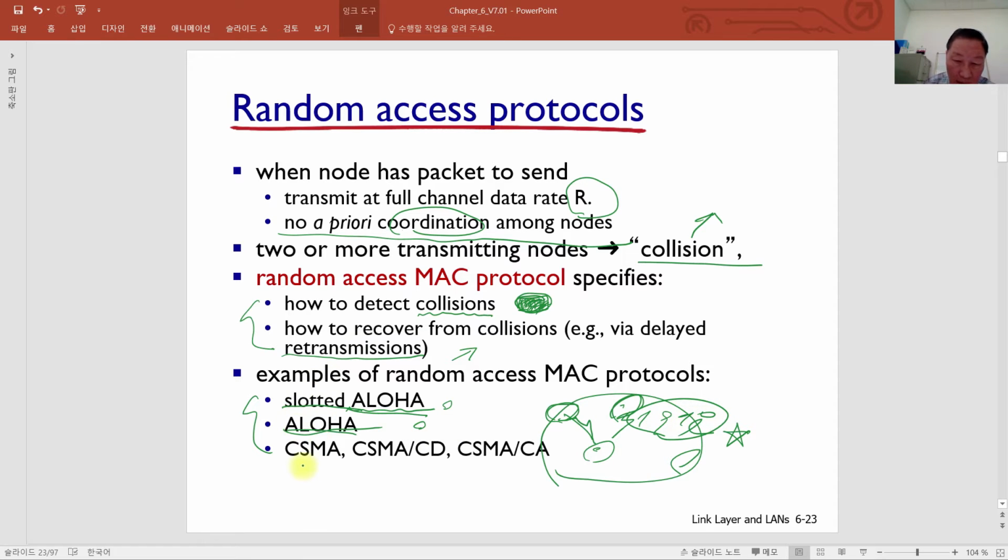Okay, let's look at that one later. And CSMA and CSMA/CD, what do they stand for? Carrier sensing multiple access. This multiple access is the same. CD is based on collision detection, and CA is based on collision avoidance. This one is detecting the collision, detection. This one is avoidance.